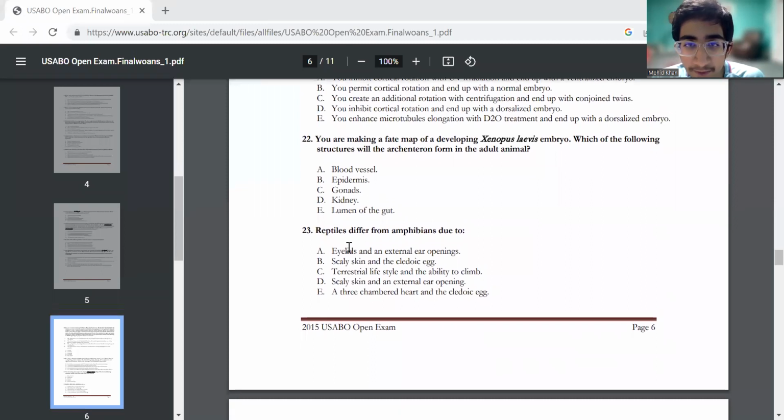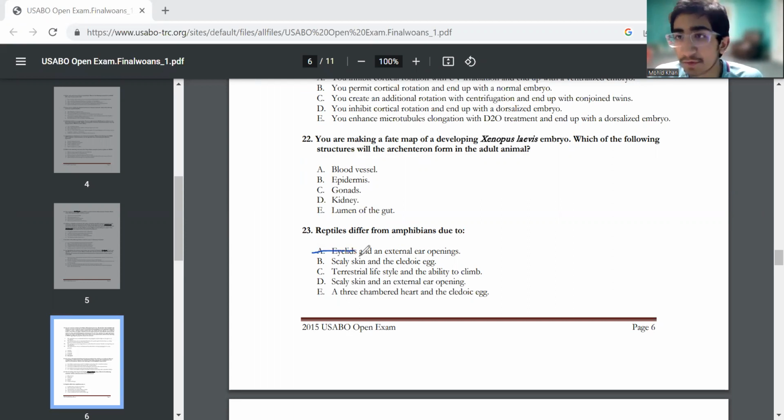All right, reptiles differ from amphibians due to A, eyelids and external ear openings. Well, the eyelids thing just isn't something that would make them different, I don't think. And then external ear openings. I'm not really sure about the external ear openings thing, but this is definitely not a difference. I feel like both of them do have eyelids, so this is not an answer.